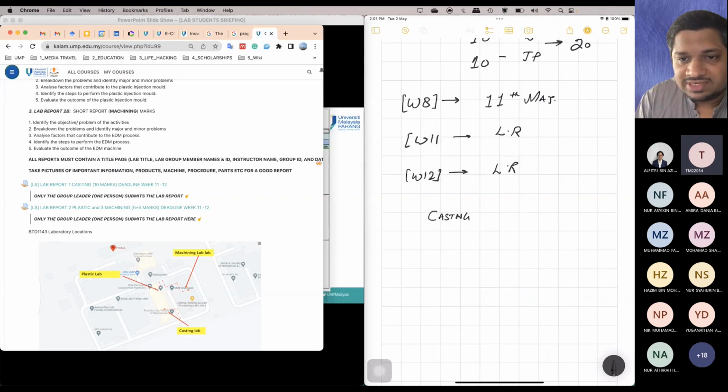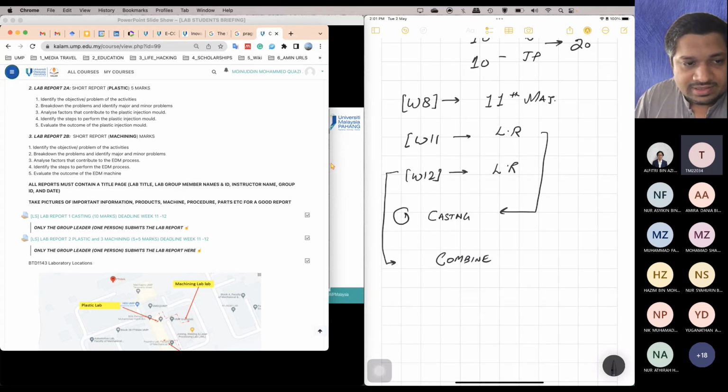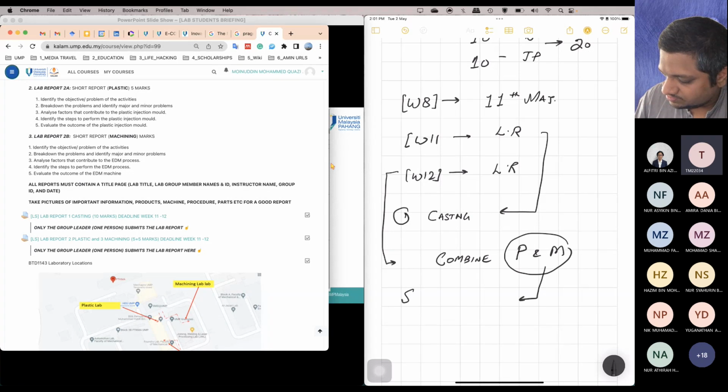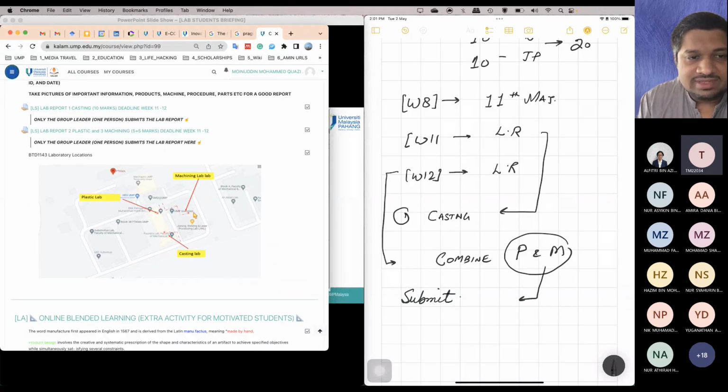Casting lab report you have to submit separately in week number 11, and in week number 12 you have to combine plastic and machining labs together and submit both lab sheets, plastic processing and machining, together. If you want to know the location of the lab, I provided a small map of the location of the lab. So you can consult this and go to the lab on the scheduled date and scheduled time.